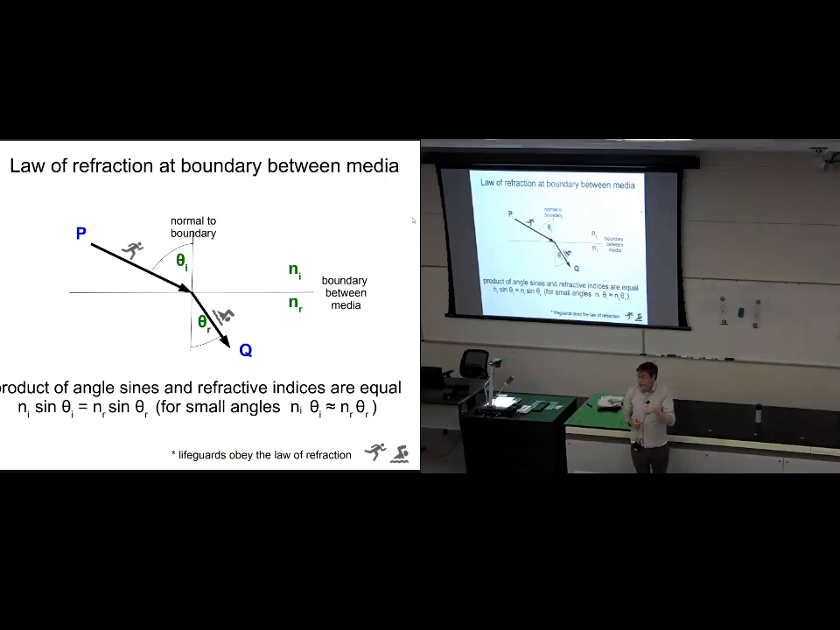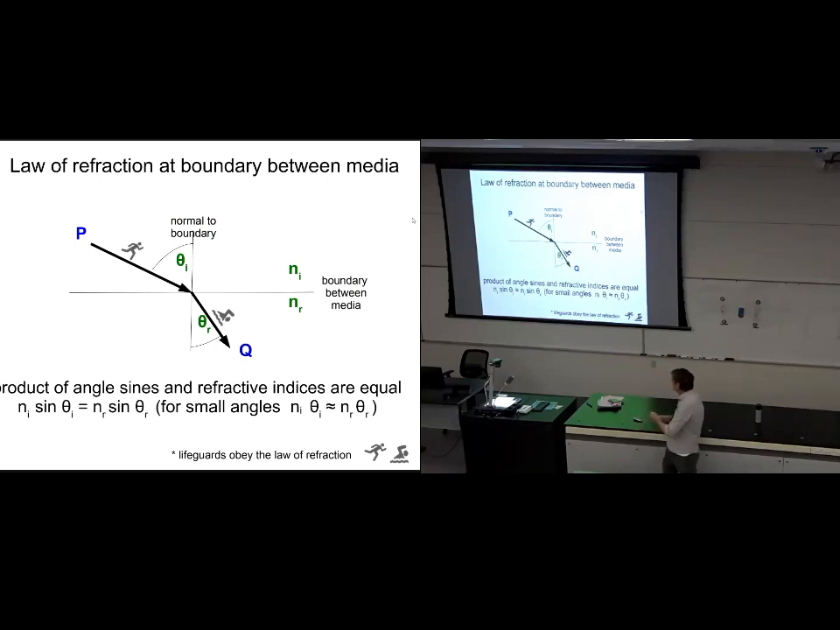Every lifeguard is a good swimmer, but they can run faster on the beach than they can swim in the ocean. Just like this light ray can travel faster in air than it can travel in the glass. So the right way, the quickest way to get to the drowning person is actually to take a longer path on the beach where you can run fast, so that you can take a shorter path in the water where you swim slower.